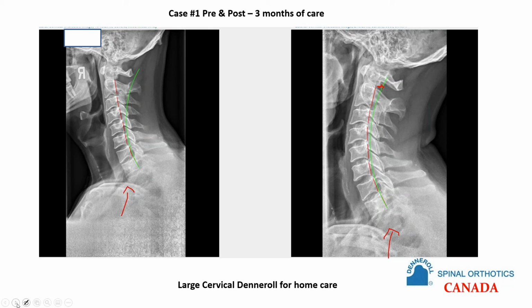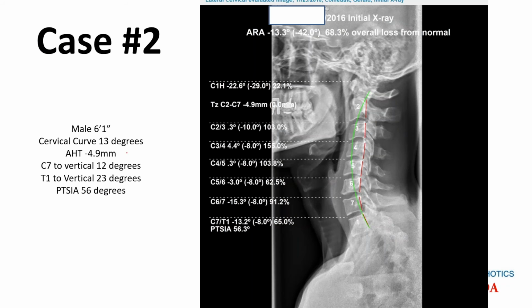But they're not all going to be that good, right? Because not everybody's going to have those perfect measurements like he did. So let's go to a second case, right? That is going to be very similar in height, 6'1", same flexibility, very flexible, almost the same amount of curve starting, 13 degrees. But let's look at a few different things.